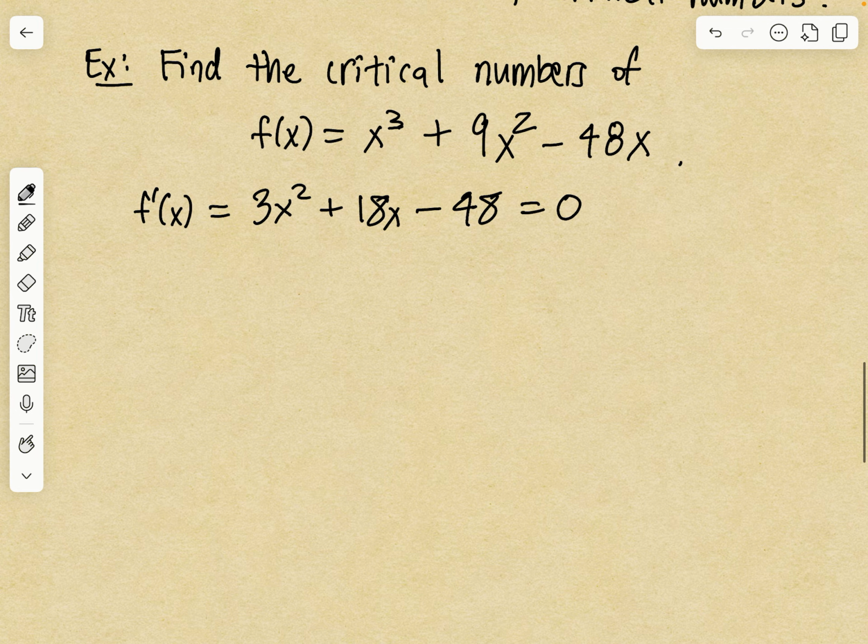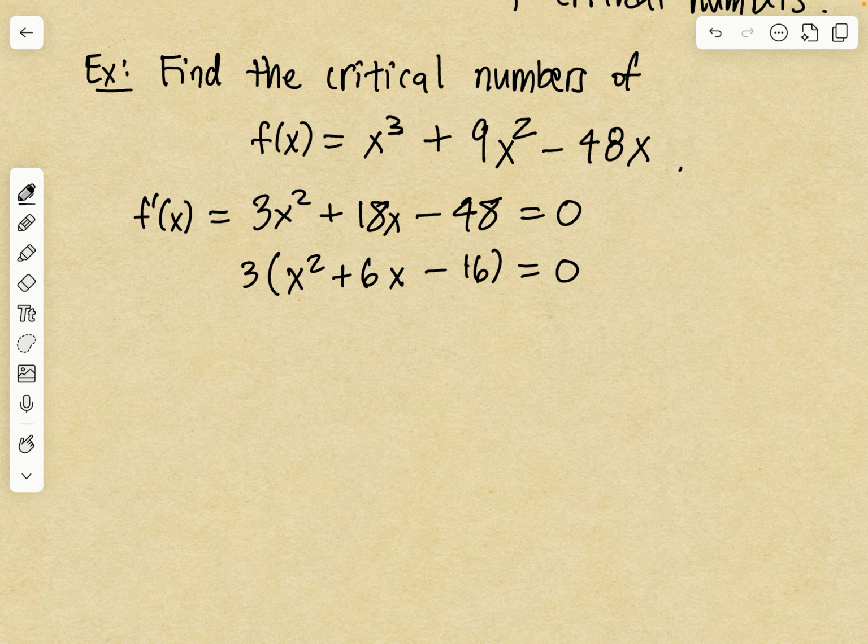So I see this 3x squared plus 18x minus 48 is 0. What's one way we can start? I mean, there's lots of things we can do here. But I notice these numbers, these coefficients, do they have any factors in common? Yes, they have a factor of 3 in common. So let's factor out the 3. And then we're going to get what? X squared plus 6x minus, what's 48 divided by 3? 16 equals 0.